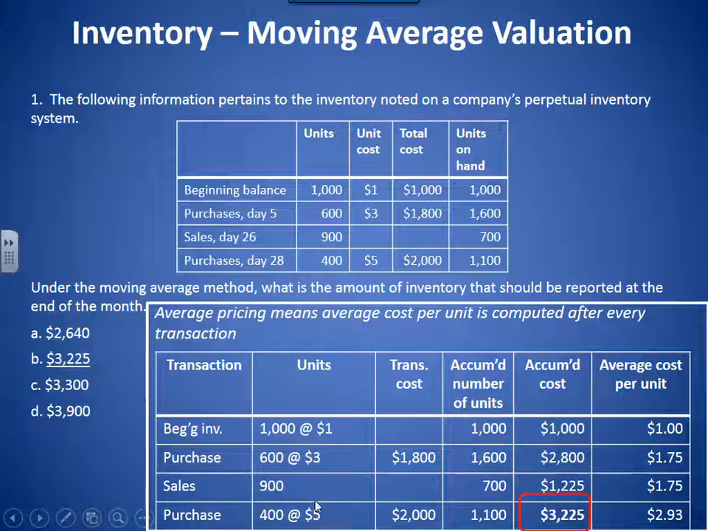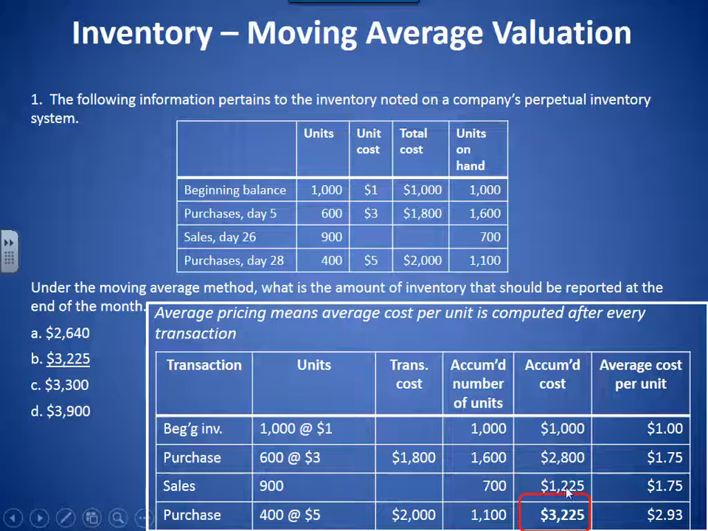Now we have sales on day 26, where we sold 900 units. We don't really have a transaction cost per se, because this is just a sales price. We have to come up with the cost, of how much will be taken out of our accumulated cost. The accumulated number of units equals 1,600, but now we have to subtract out those 900 units, which means the units on hand now is 700.